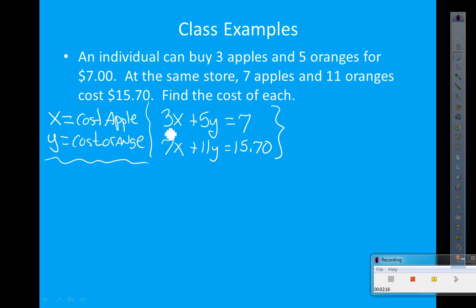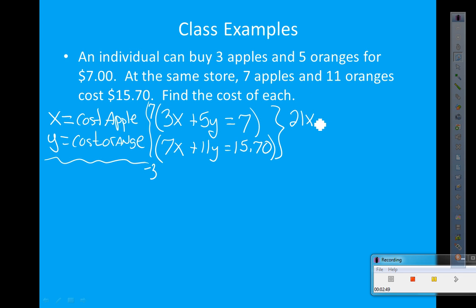I can't turn a 3 into a 7, and I can't turn a 5 into an 11. So I might multiply the top equation by 7, and I might multiply this bottom equation by -3. And the reason I was thinking that gives me 21x, that gives me -21x, so that's going to help us solve it. So now let's distribute just like we did last class.